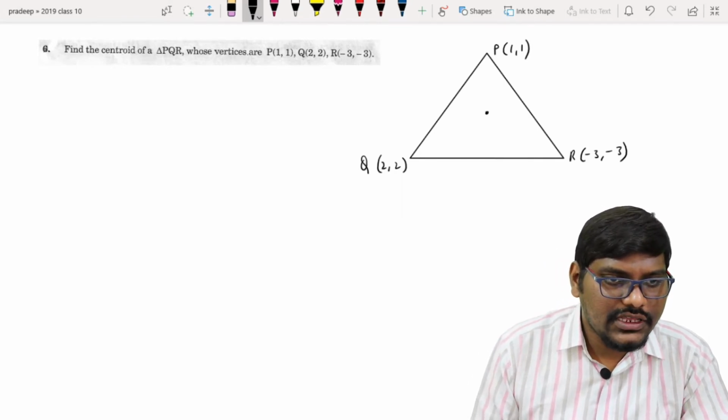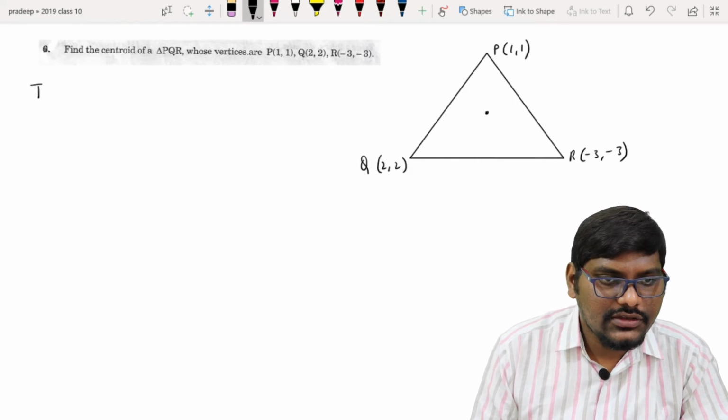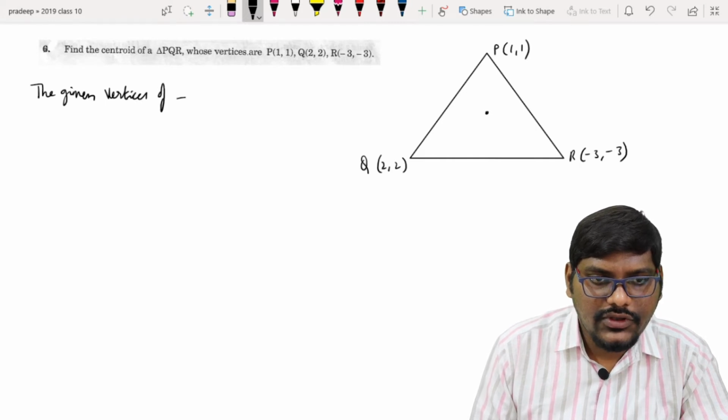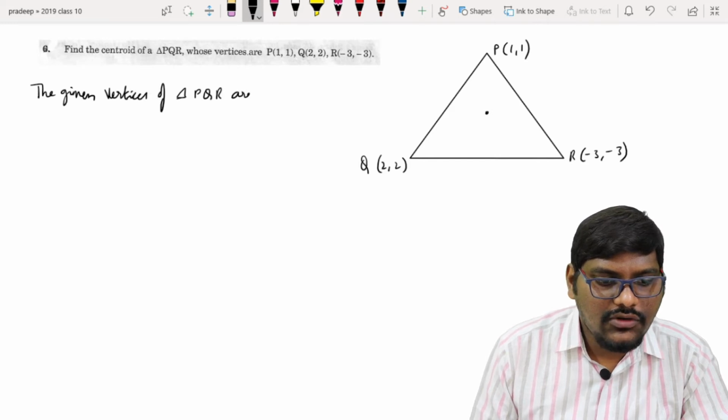Alright, what are the given vertices of triangle PQR?